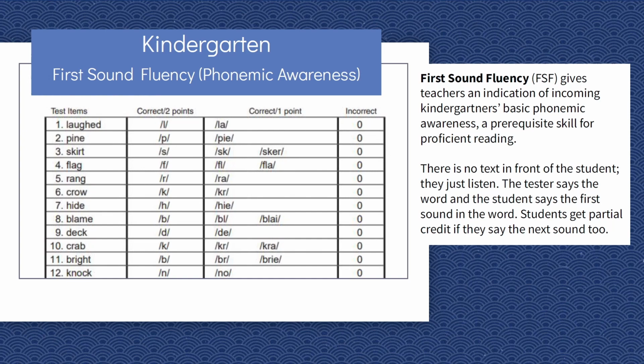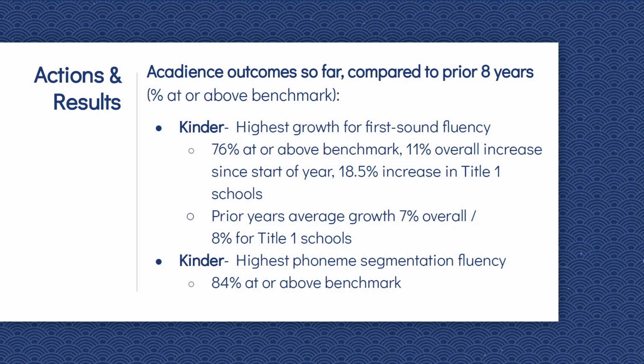We're also pretty excited about these results. So these are results from fall to winter. We assess this at the start of the year. Then we assess it at a mid-year checkpoint. We had the highest growth in first sound fluency ever since we started using this measure. So the average growth from fall to winter that we've seen since 2015 when we've been keeping this data is about 7% or 8% in our Title I schools. And this year we grew 11% and 18.5% in our Title I schools.